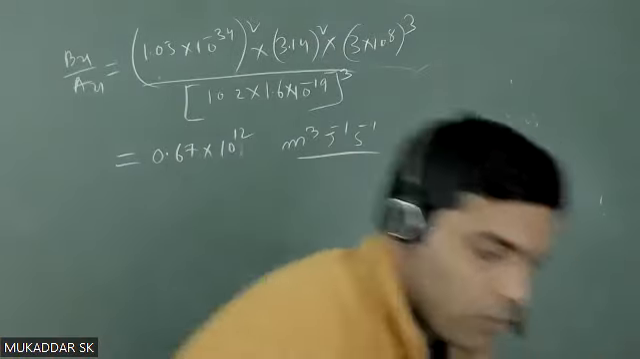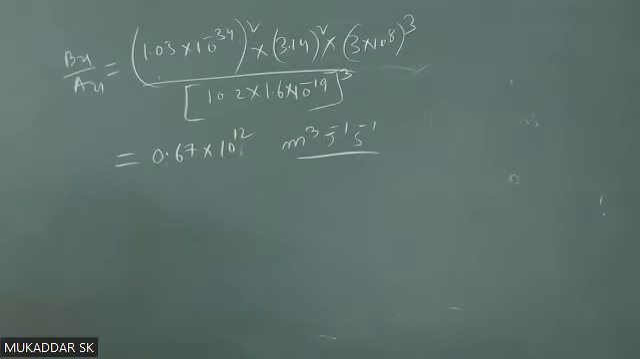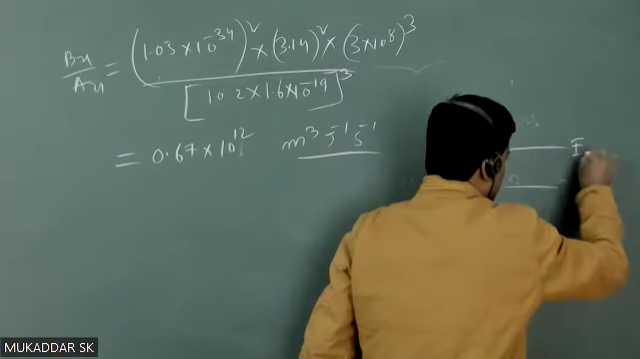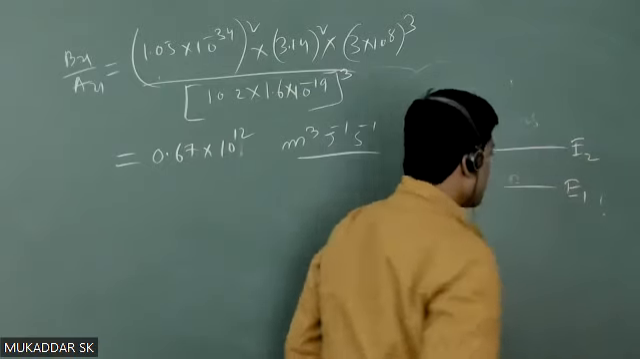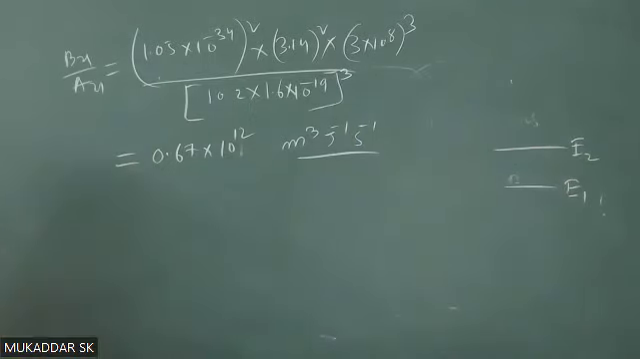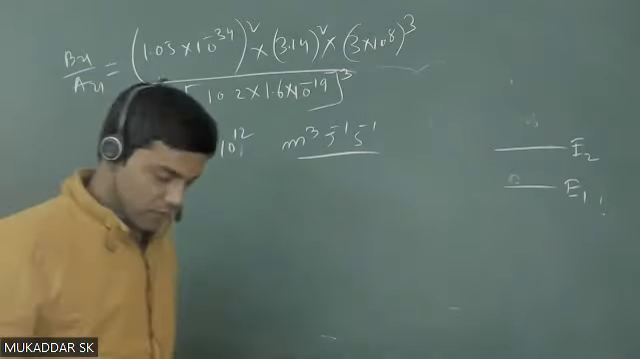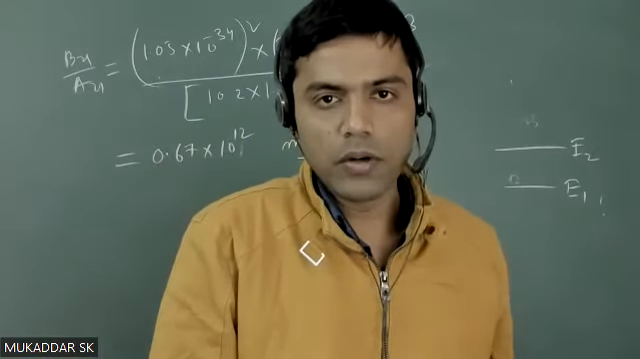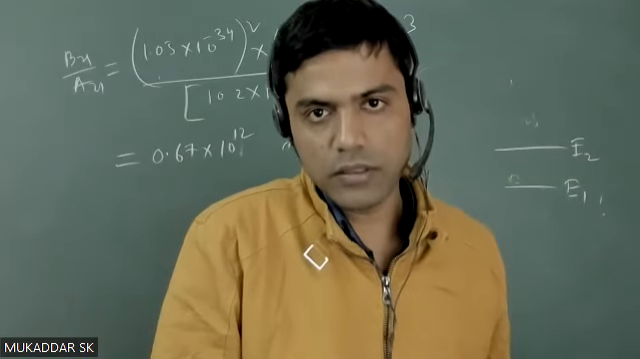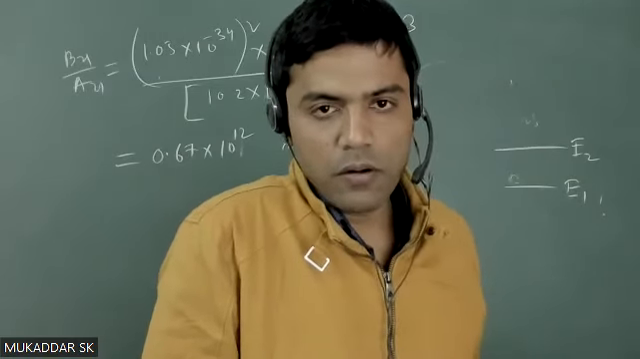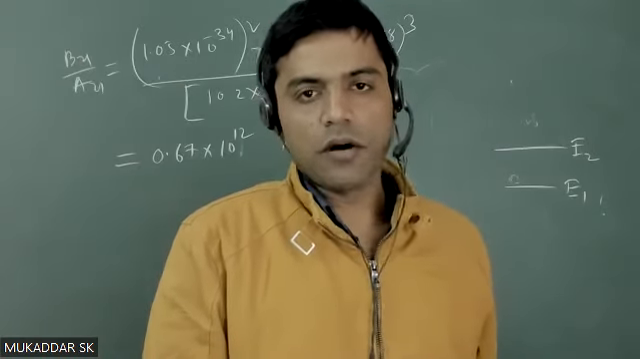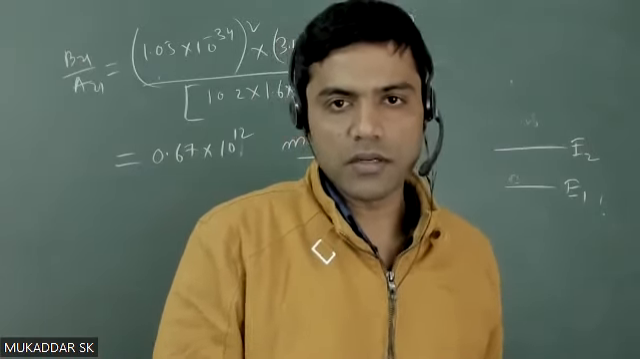Now, if you remember, we have only focused on the two level system, E2 and E1. I am saying the two level system cannot give you population inversion. You cannot achieve population inversion from a two level system. At least we need a three level system to achieve population inversion. So now we will prove that if you have only a two level system, it is not possible to achieve population inversion.